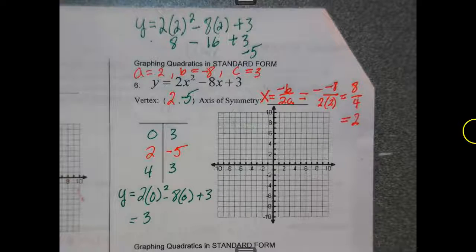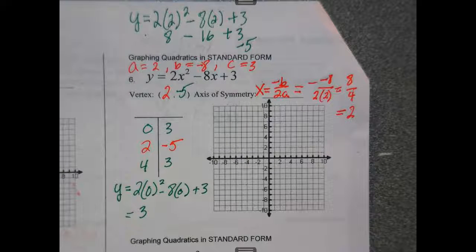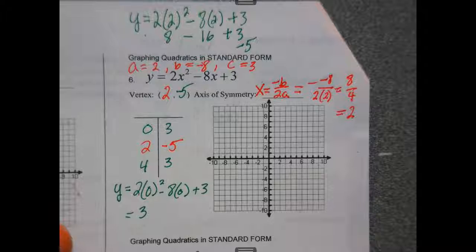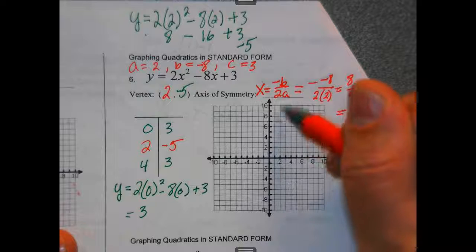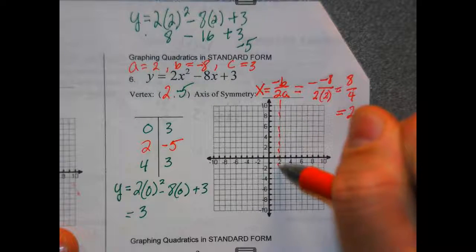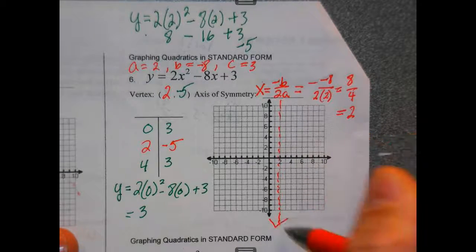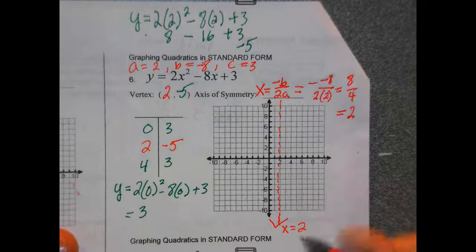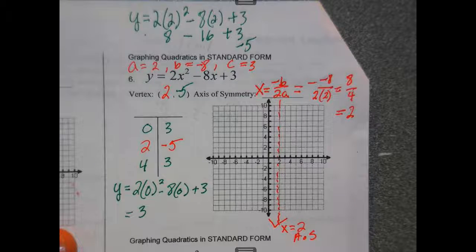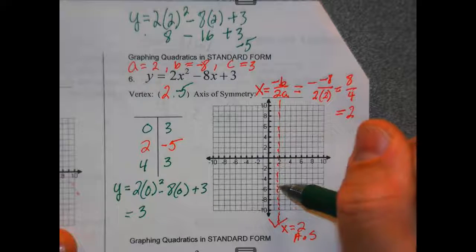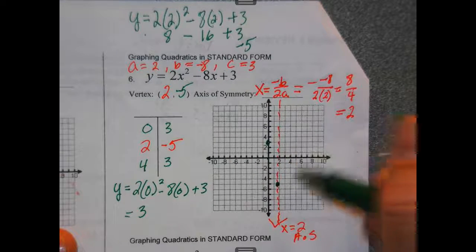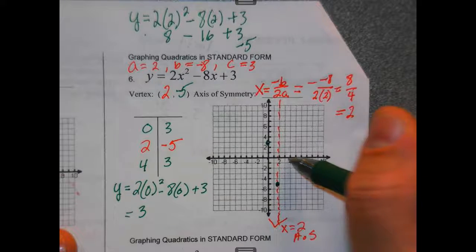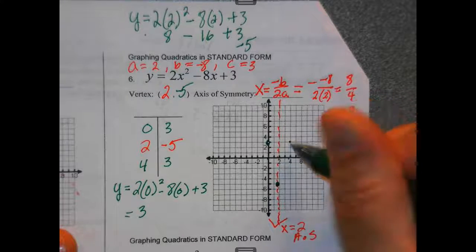Do I have everything? I think so. But let us proceed with the graph. Let's see, axis of symmetry is x equals 2. Vertex 2, negative 5. 0, 3. I got to think about it.